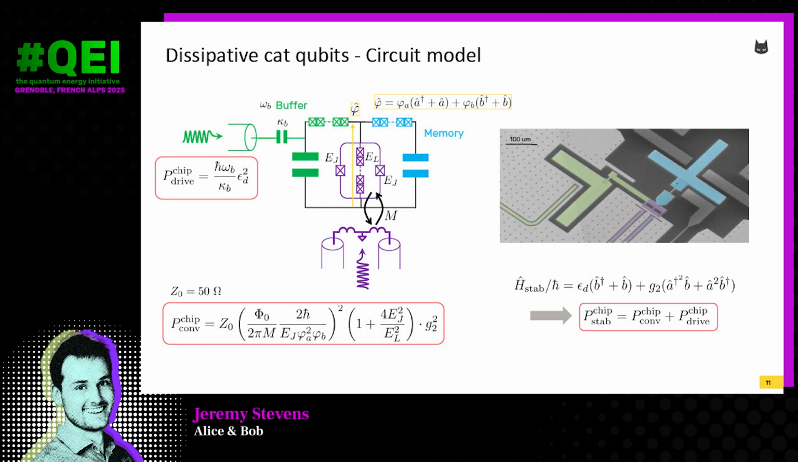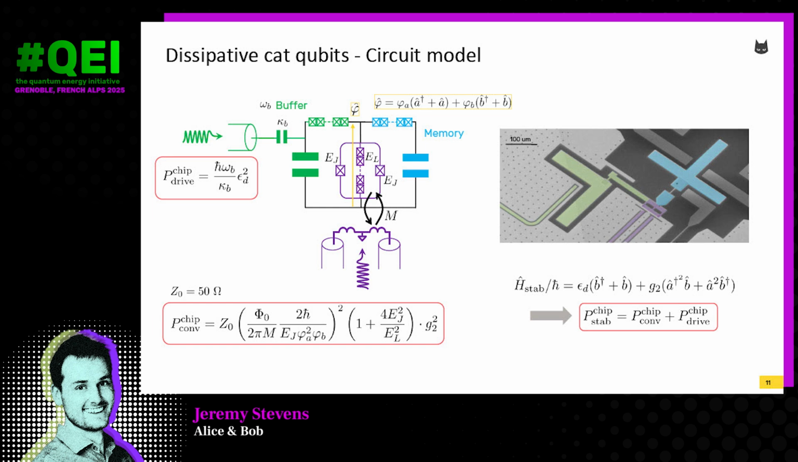For example, the Josephson energies or the coupling strengths to my drive lines. Thanks to this, I can write down expressions for the power at the chip level which I'm going to need. This is the power according to the Hamiltonian drive strength epsilon d. This is the power I would need if I put a spectrum analyzer at the entrance of the chip. And this is the same for that conversion pump that I was talking about.